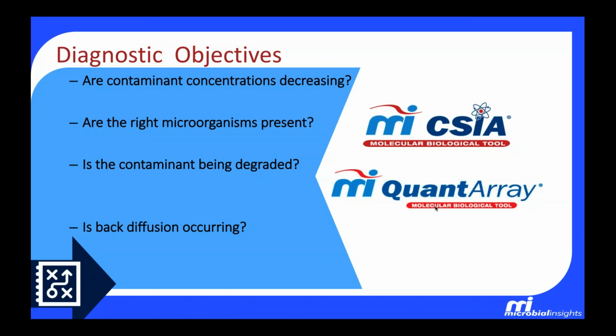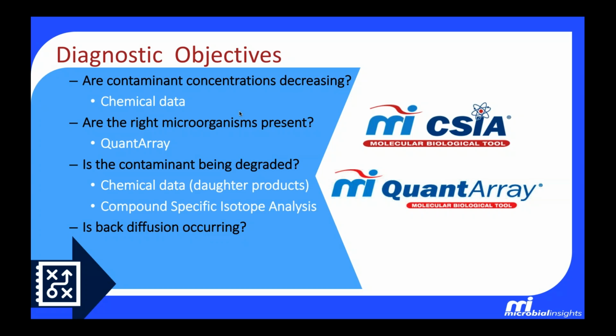So when we're talking about using PlumeStop at a site, we have a couple of diagnostic objectives. We want to know if our contaminant concentrations are decreasing, and we can look at our chemical data to see that. Are we getting absorption to our colloidal particles? And then do we have the right microorganisms present so that we can get good biodegradation? We can use QuantArray to help us understand that.